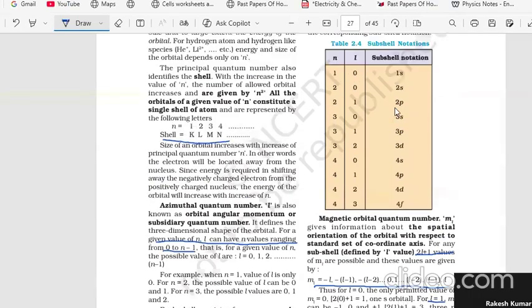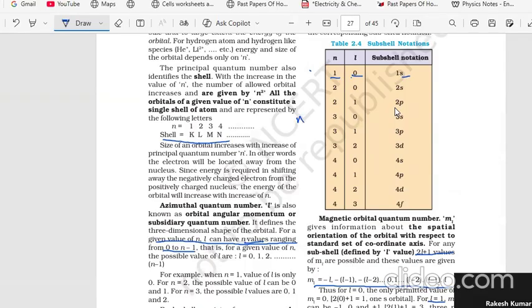So if n is 1, 2, 3, 4, which is for K, L, M, N, the azimuthal quantum number can take a value from 0 to n minus 1. Like if n is 1, it will take only one value, because 0 is included, 0 to n minus 1. So here n minus 1 would be 1 minus 1, so it's 0. And if it's 0, you will only have S.